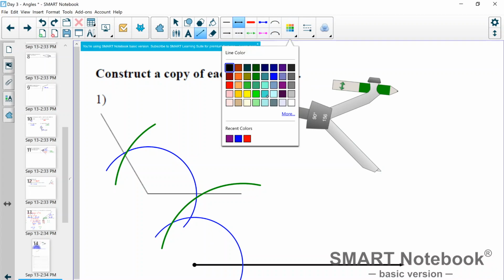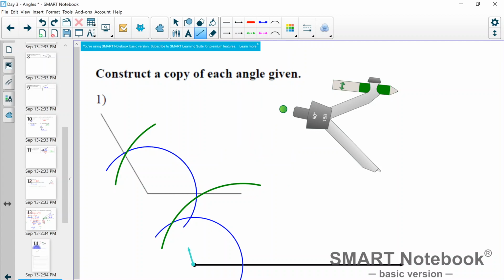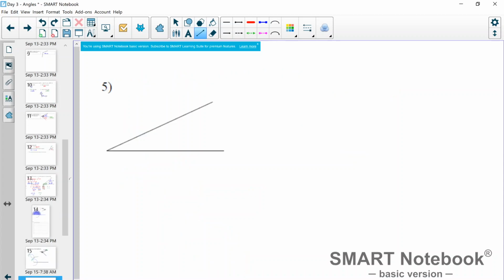Now we will use our ruler to run through the point of intersection, and we have successfully copied our original angle. And this one is going to be the same process. Step one, we're just going to draw a ray off to the side using our ruler. Then we're going to use our compass.